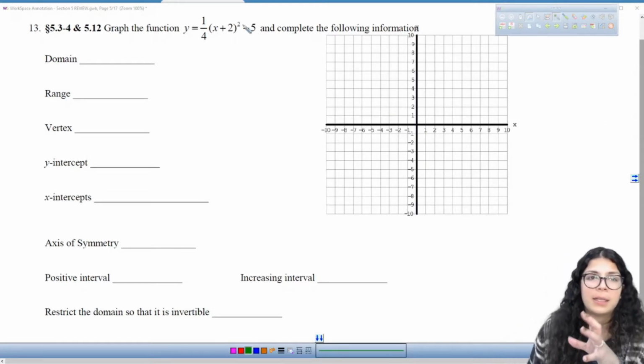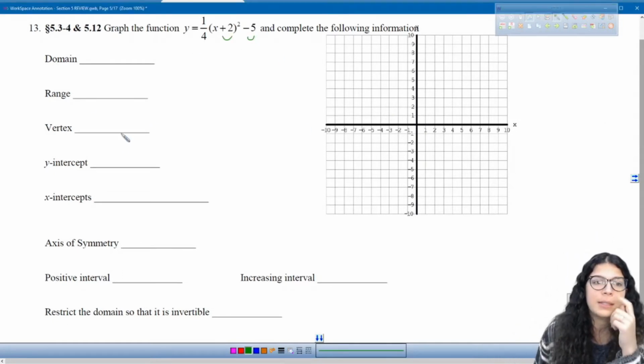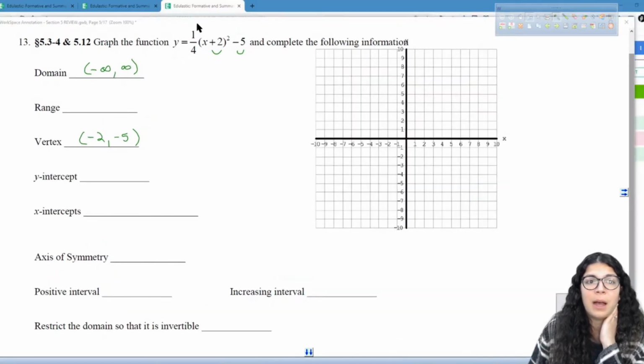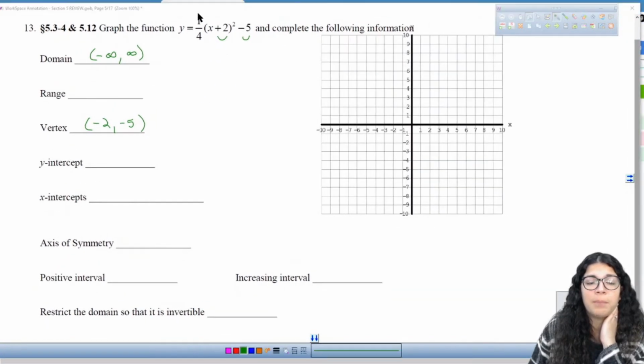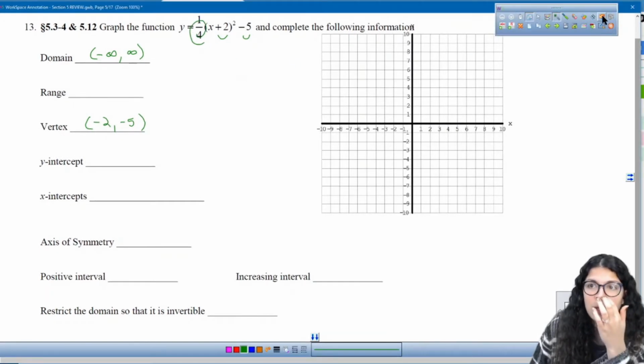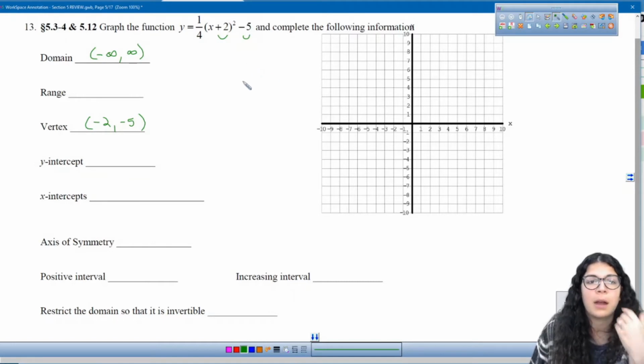So the vertex here is in vertex form. So the vertex is easy right at the beginning, it is -2, -5, right? And then I know that the domain, because this is a quadratic function, is all real numbers, -∞ to +∞. And this is facing up because the a value is positive, right? This a value is positive, so it is facing up. So this is an upward facing parabola with this as the vertex, right? So that will be the lowest value right here.